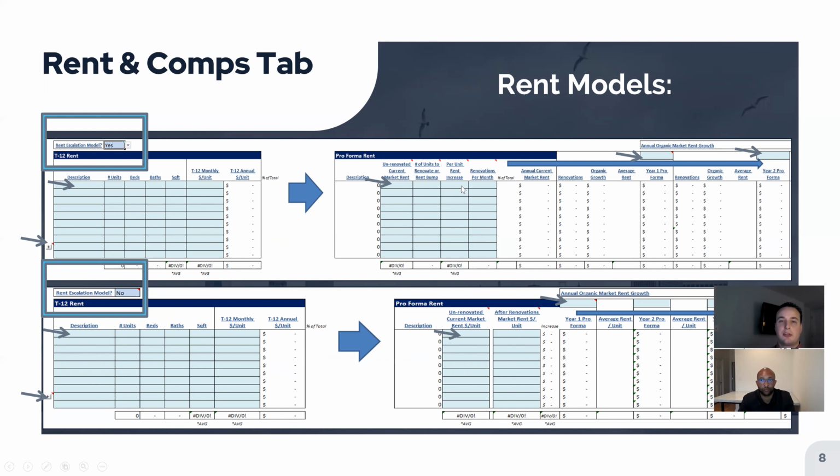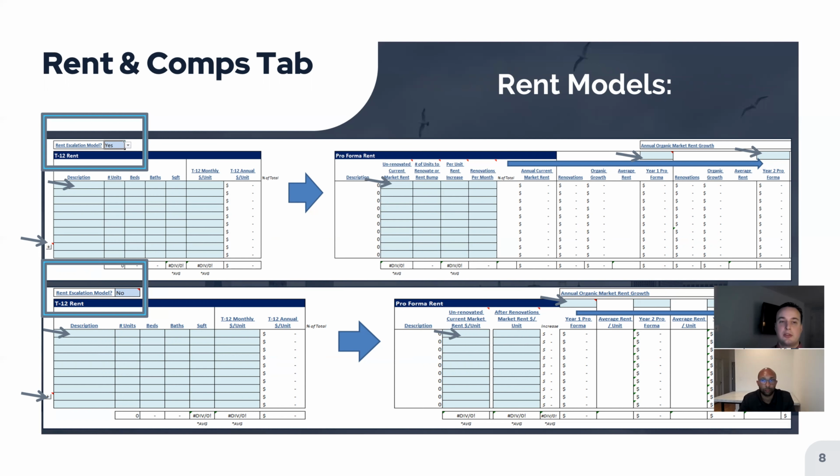So if you're starting from an unrenovated market rent of $700 and you think you can get to $750 after renovations or $800 after renovations, you put your extra $50 or $100 into this per unit rent increase box. That's the amount of rent that you're increasing per unit once you complete renovations or increase rents. And then once again, your renovations per month is how many renovations you think you're going to be able to complete each month.